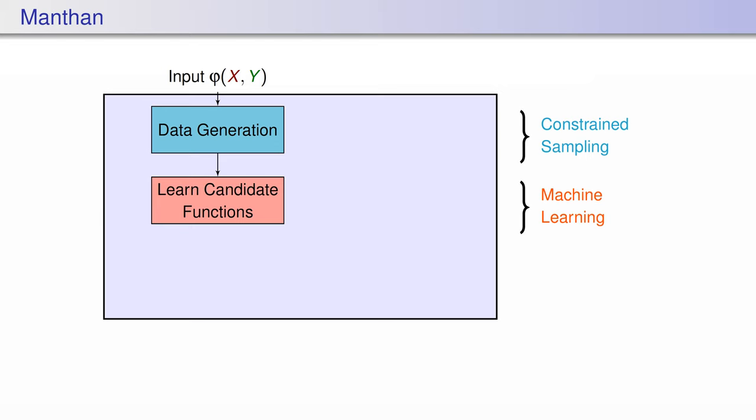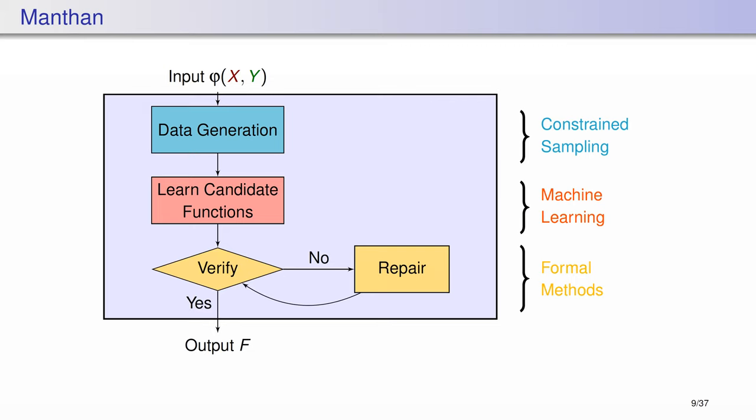Once we have learned these candidate functions, we know that they can be good, but we really wanted to come up with functions that were always correct, in the sense that for every input, they should give a correct output. And this is where we are going to rely on the advances in symbolic reasoning. In particular, we are going to first check whether these functions are correct. If the answer is no, we are going to repair them. And we'll go through this loop until we are able to certify that the functions we have are always correct, in the sense that for every input, they are going to give an output that satisfies the specification.